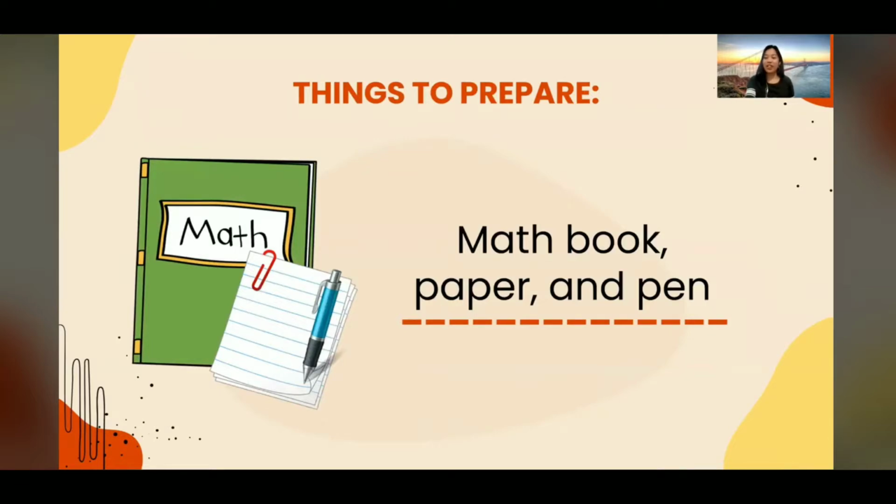These are the things that you have to prepare for our lesson for today. Get your math book, your paper, and pen. Now that your books are already on hand, you may now turn it to page 92. Is everything now ready?